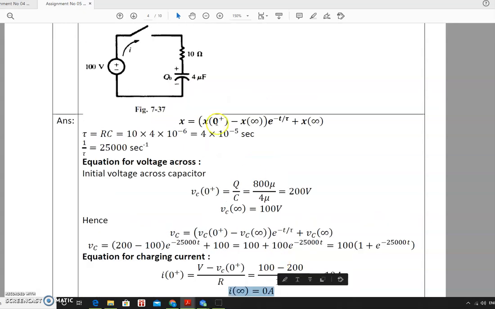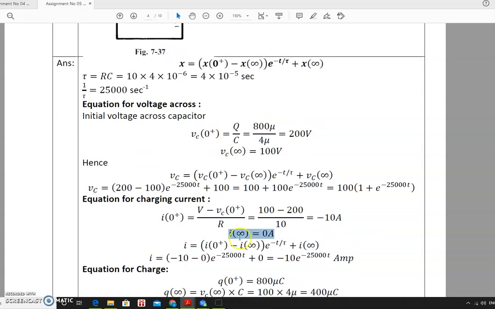At the time when t goes to infinity, when the capacitor is fully charged with the 100 volt, no current will flow through this, so I infinity is equal to 0 ampere. Again, in this equation, x is replaced by I: I(0+) minus I infinity, e raised to minus t by tau, plus I infinity. So I(0+) is minus 10, minus 0 because I infinity is 0, e raised to minus 25,000 t, plus I infinity, which is 0. So this comes to minus 10 e raised to minus 25,000 t.